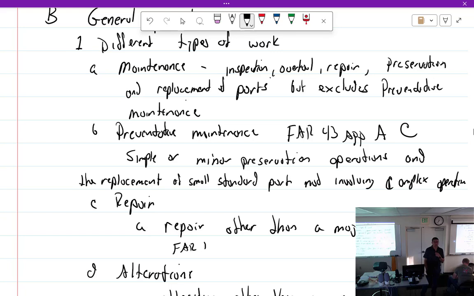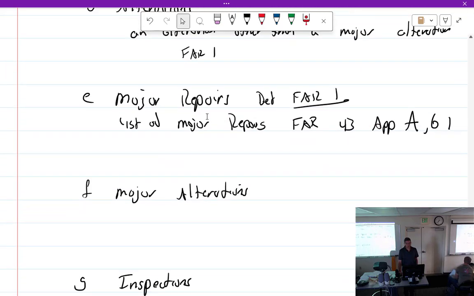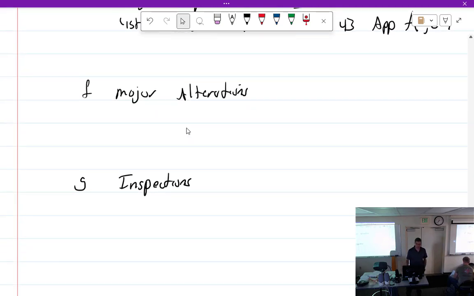So who can do preventative? See, this is where it starts to get confusing, and I'll circle back around to this one. Preventative maintenance is really for pilots on their own airplanes. That's why it was designed. But as an A&P, it's just maintenance to me. So, all right. So, major repairs. Well, okay, what about major alterations? What have we learned? Where would I find a list of major alterations?